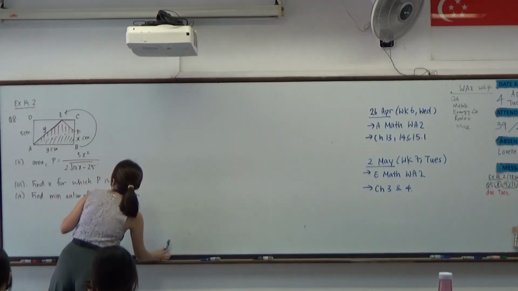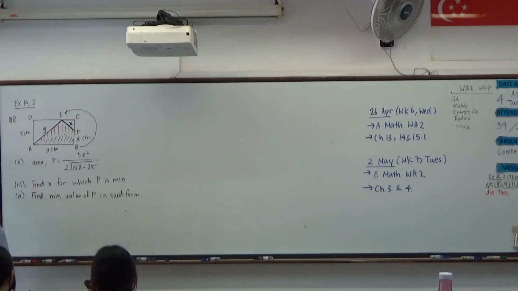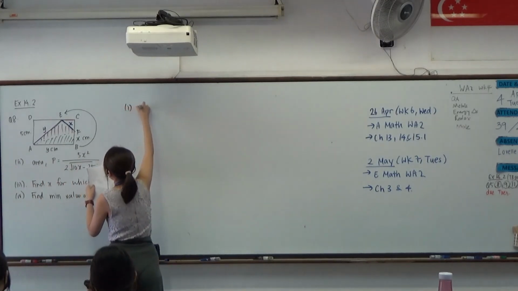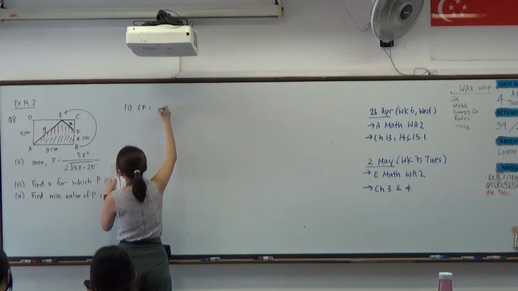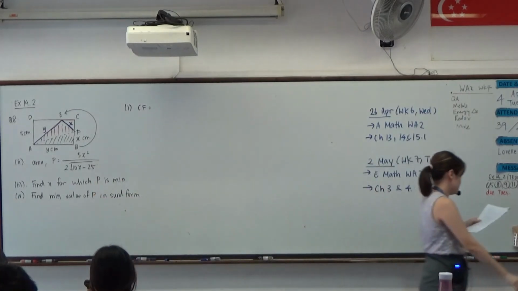Let me use a blue marker. So this line over here is going to be x. That's something that you need to observe. So let me write that down. YCF equals EF equals x. That's my answer.